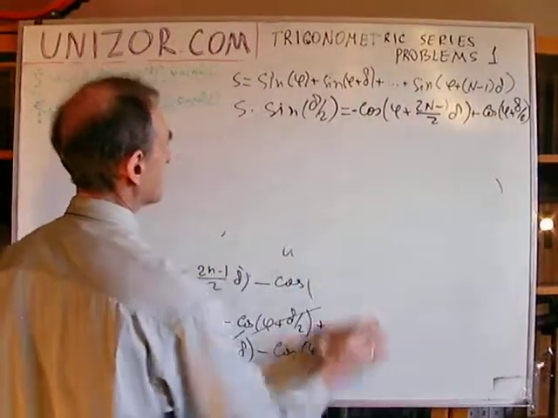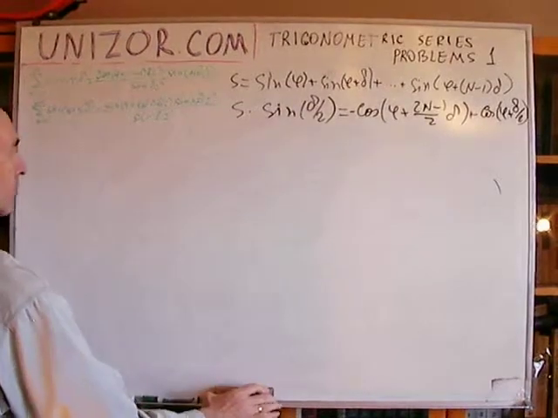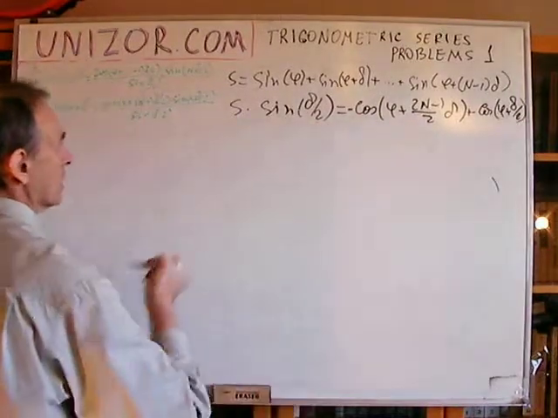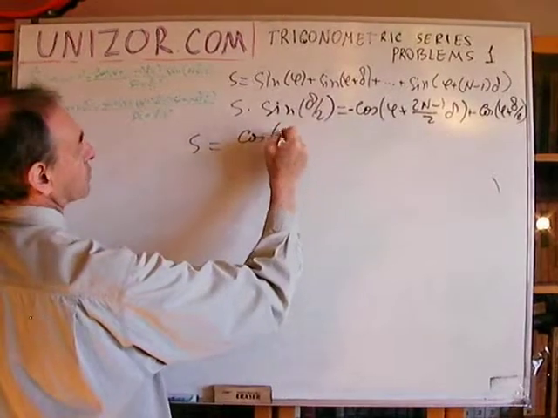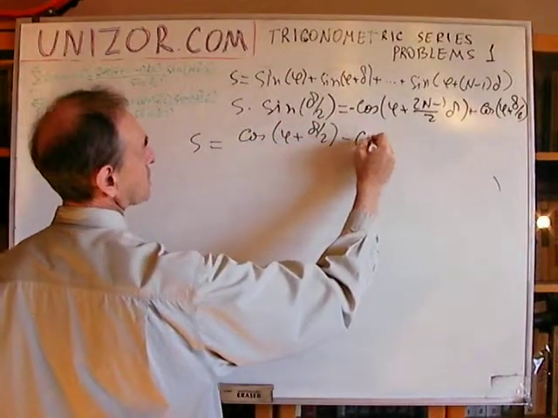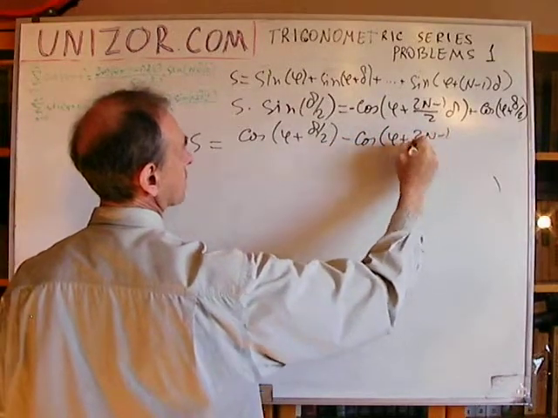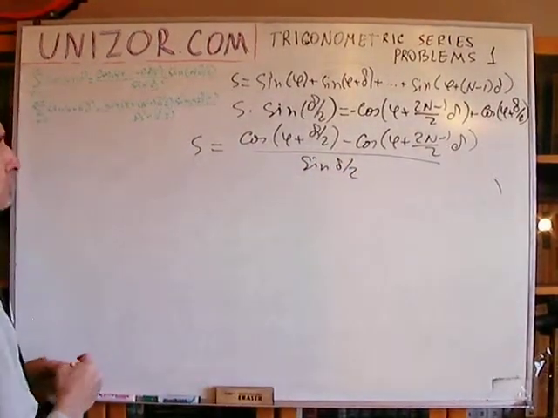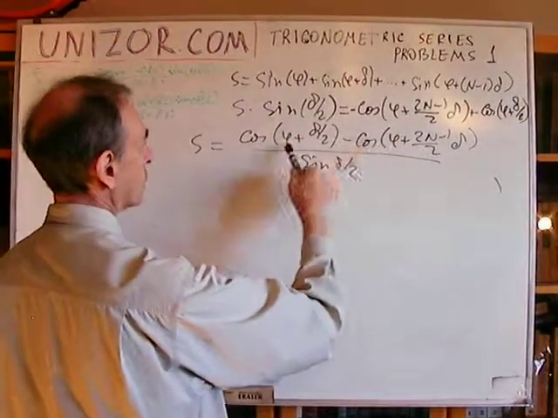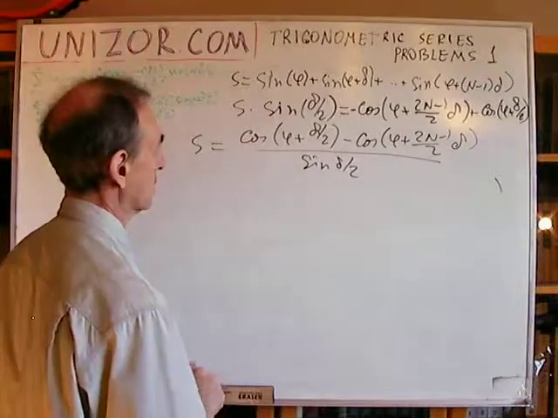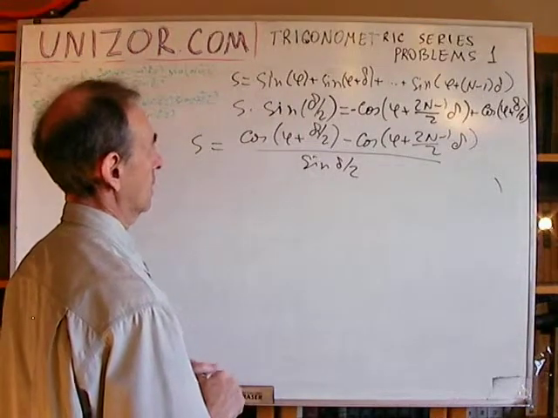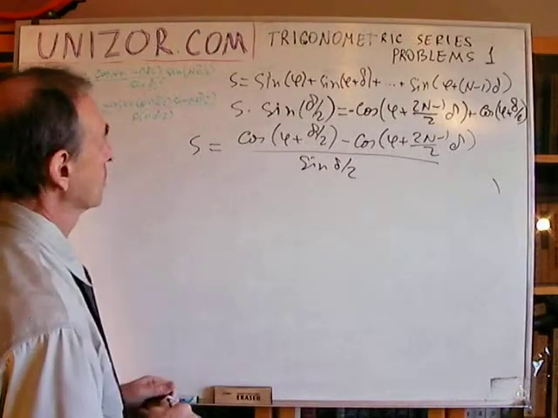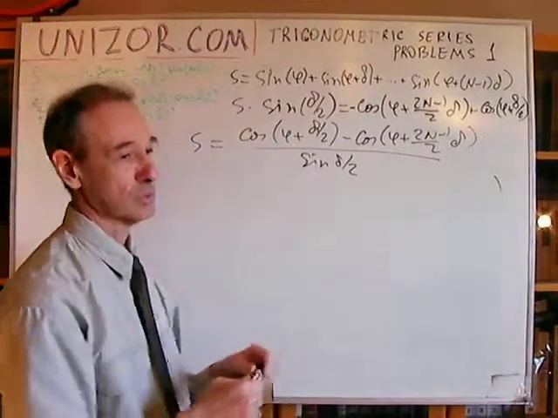Because now you can say that since S times sine of delta over 2 is equal to this, then S is equal to cosine of phi plus delta over 2 minus cosine of phi plus 2n minus 1 over 2 delta, over sine of delta over 2. So this is the final formula, and again it can be converted into a product using basically the same philosophy as I was using before, because the final formula should look like a product of two sines.